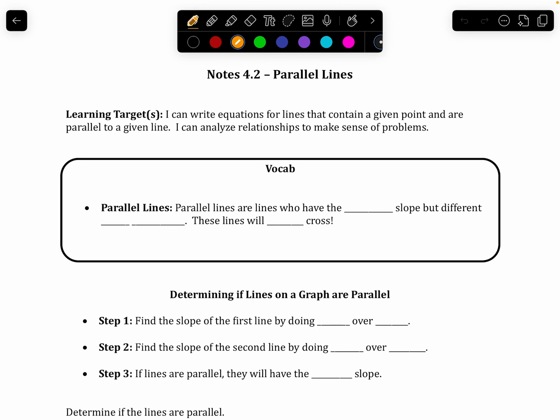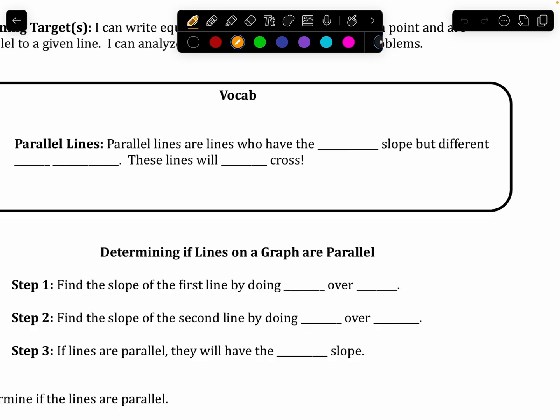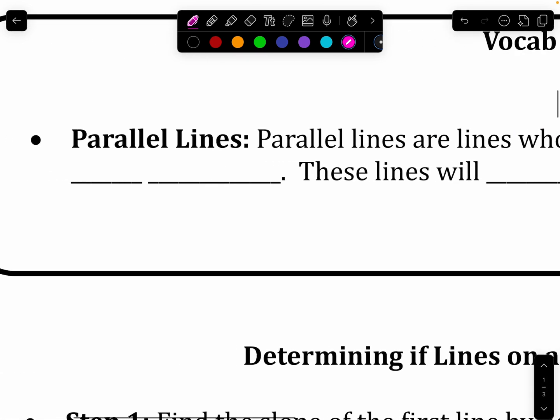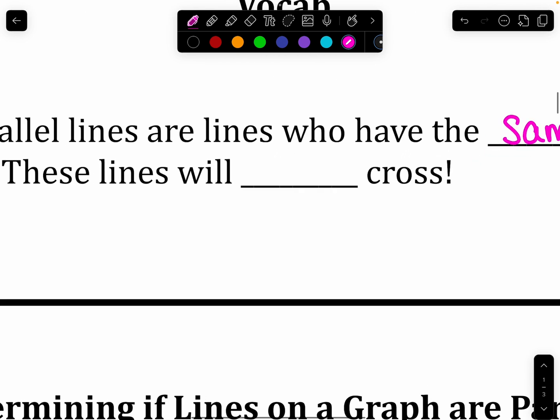So our only vocab word here is parallel lines, and parallel lines are lines who have the same slope but different y-intercepts. These lines will never cross. So parallel lines are actually lines who have the same slope. Parallel lines have the same slope. However, they have to have different y-intercepts. Because parallel lines have the same slope, these lines will never cross.